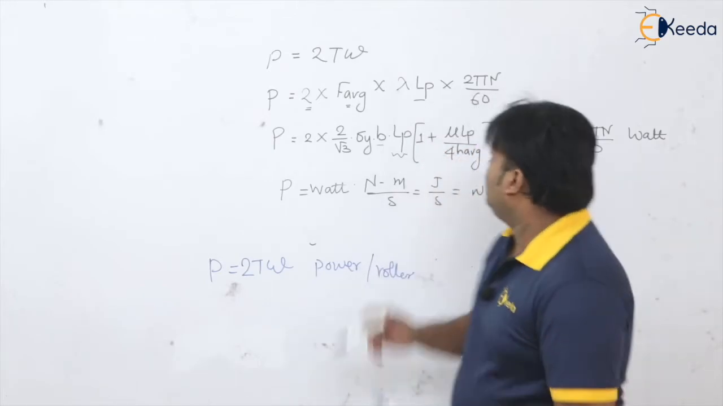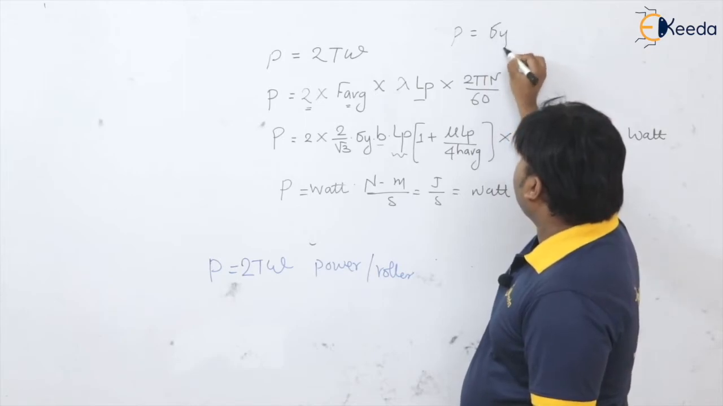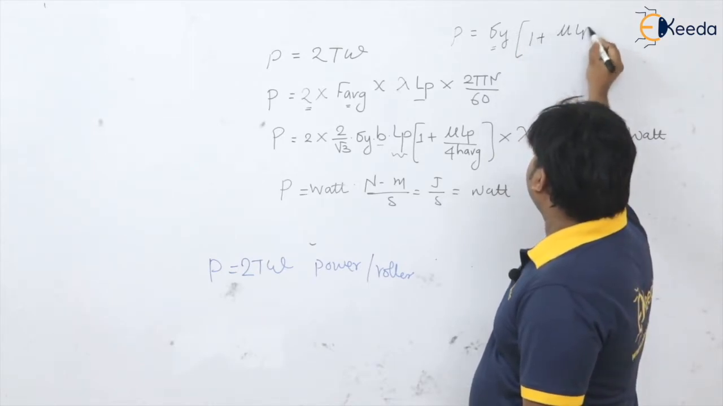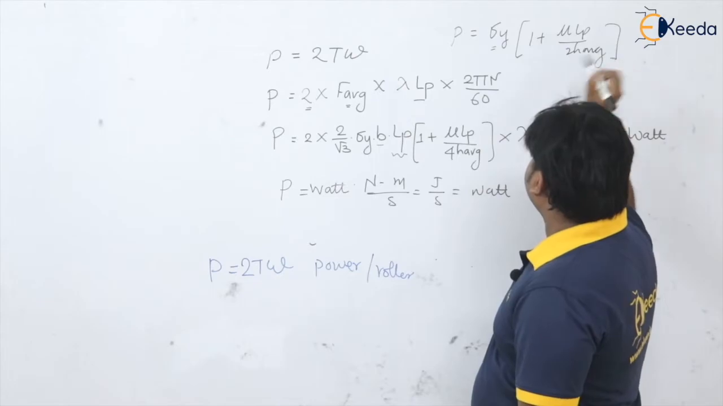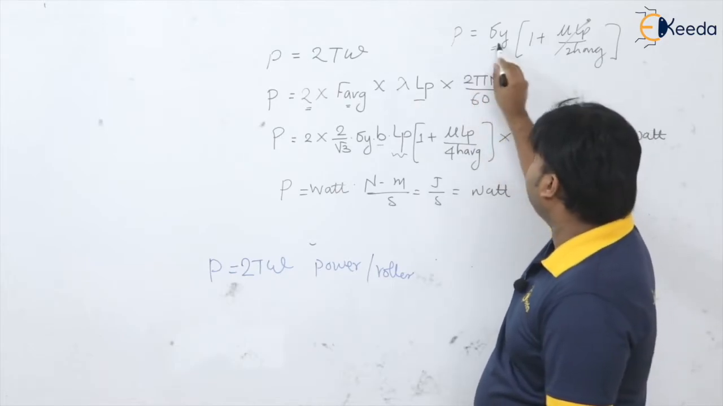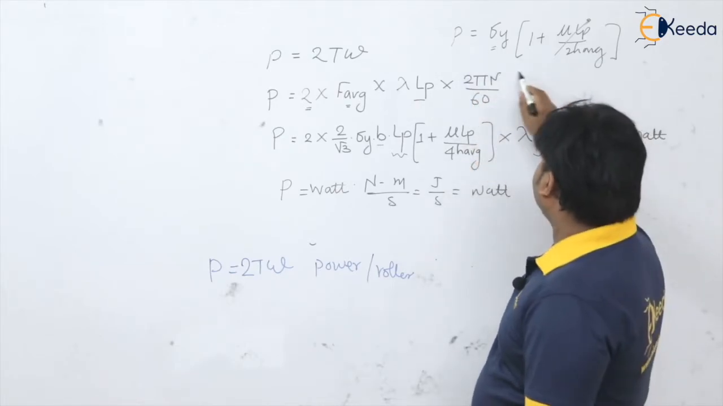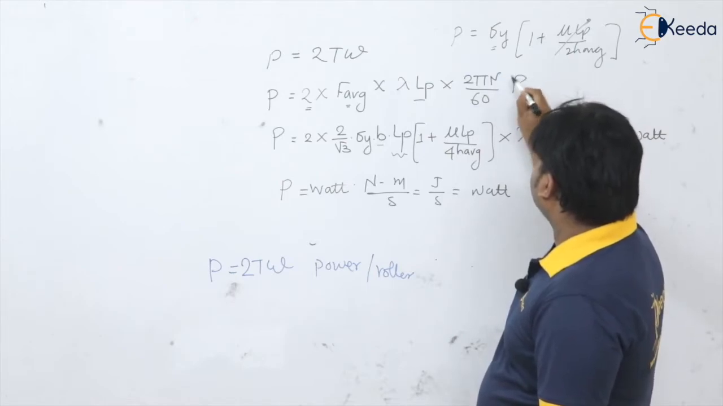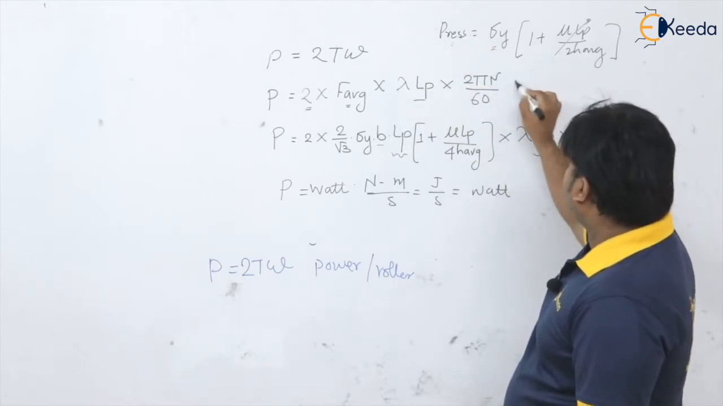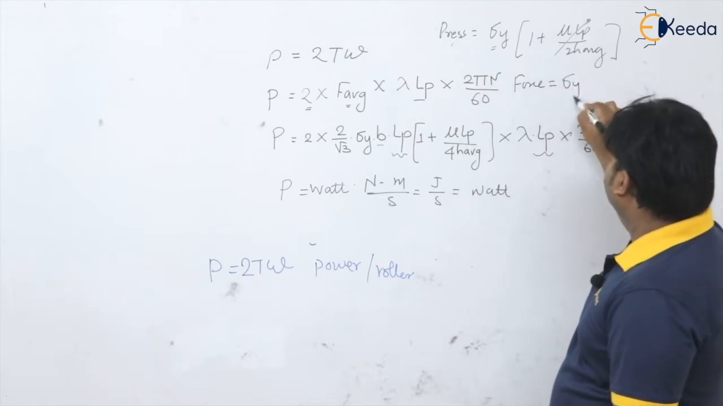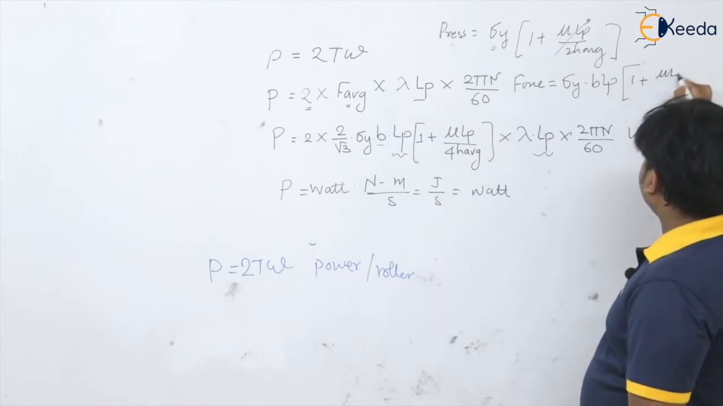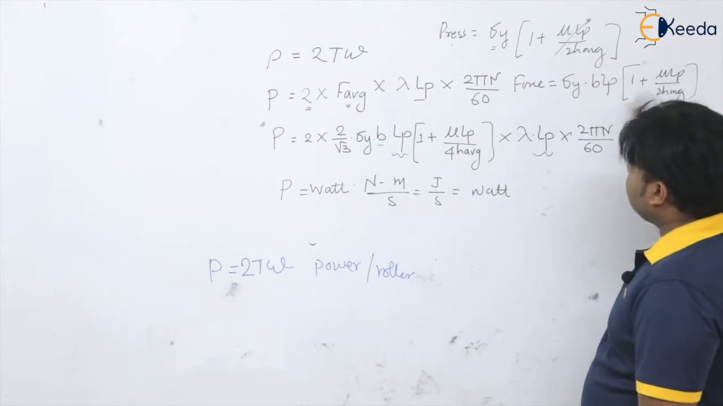Directly you can get the pressure as sigma y into, see, directly sigma y I'm writing, 1 plus mu LP by 2H average. Okay, and if the coefficient of friction is not given, you can neglect this term. Directly the sigma y is nothing but the pressure, and you can directly have the power. This is what I am talking about, the pressure. So power and force will be directly sigma y into B LP into bracket 1 plus mu LP by 2H average. See, this is another method I am talking about.